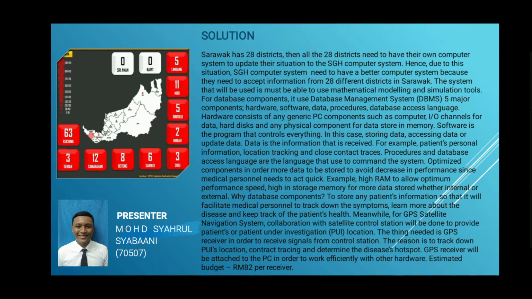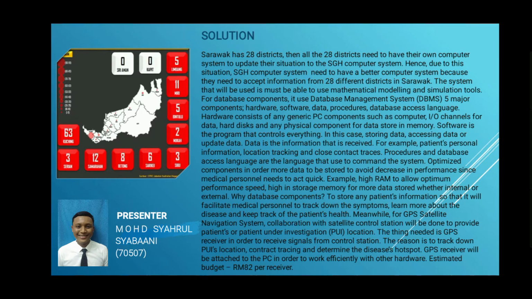Optimize components in order for more data to be stored, to avoid a decrease in performance, since medical personnel need to act quickly. For example, high RAM to allow optimum performance speed, and high storage memory for more data stored, whether internal or external. One database component stores any patient information so that it will facilitate medical personnel to track down the symptoms, learn more about the disease, and keep track of the patient's health.